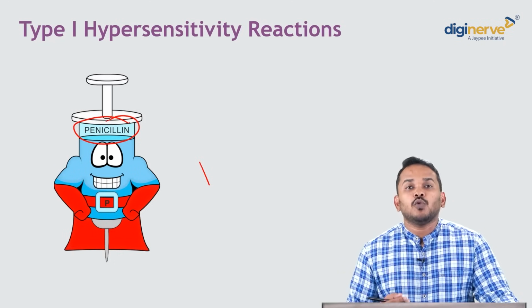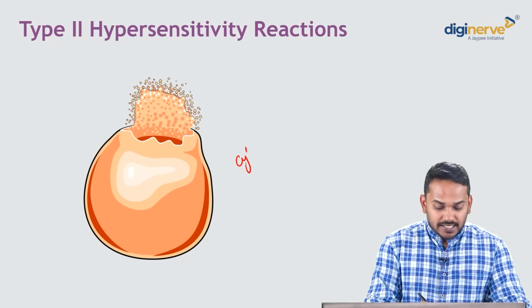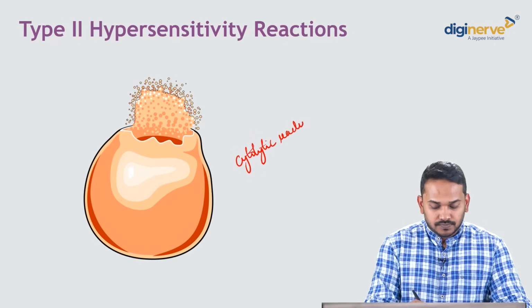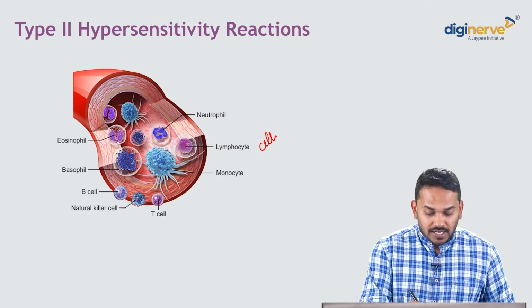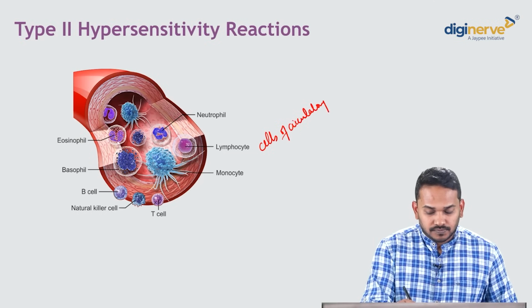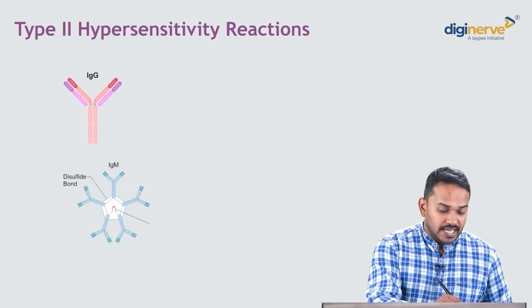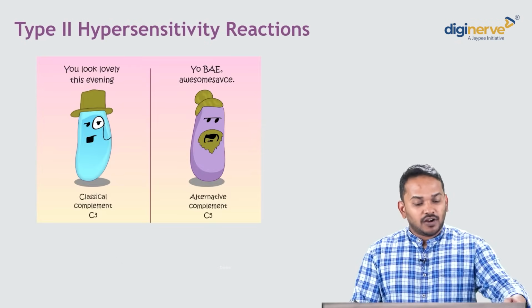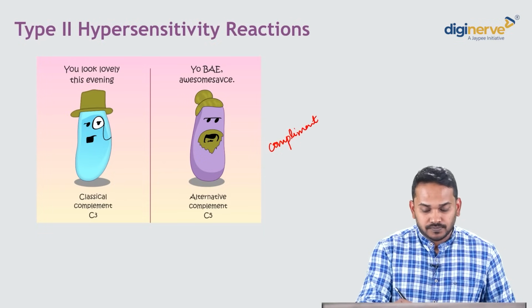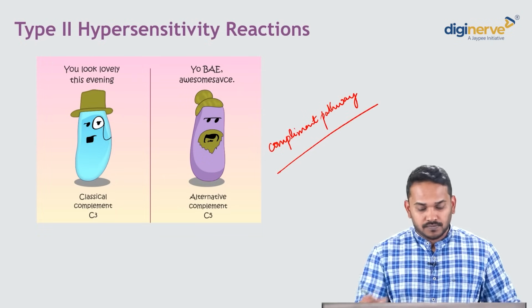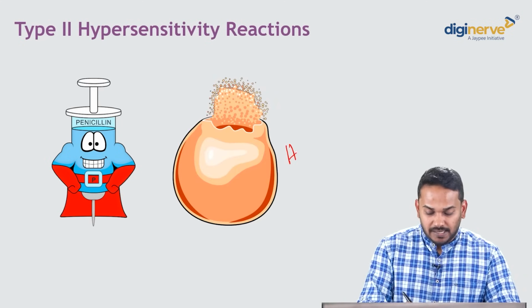Now, we will see what are type 2 hypersensitivity reactions. These reactions are also called cytolytic reactions, where there is lysis of cells, and this type of reaction usually affects the cells of the circulatory system. It is mediated by two antibodies, IgG and IgM antibodies, and the complement pathway is also involved in this type of hypersensitivity reaction. An example of type 2 hypersensitivity reaction is penicillin induced hemolytic anemia.